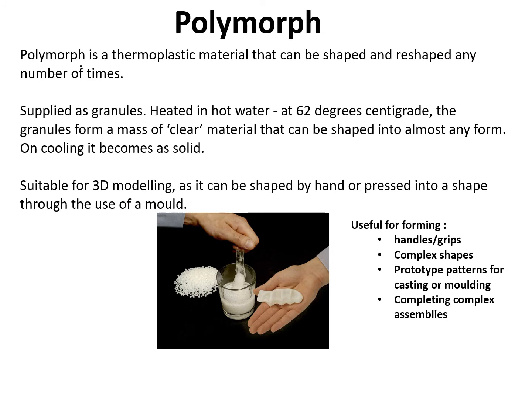Polymorph is a type of thermoplastic. It can be shaped and reshaped a number of times. It's not like a thermosetting plastic. The plastic comes in tiny beads, is then added to hot water and creates a mouldable type of plastic. Once it's moulded into shape, it then sets, but can be remoulded again if needed to be. This is useful for forming handles and grips, complex shapes, or prototyping.